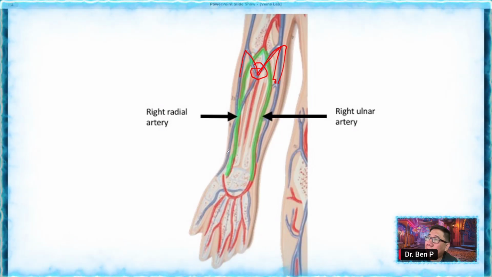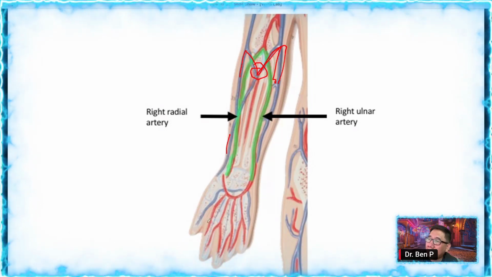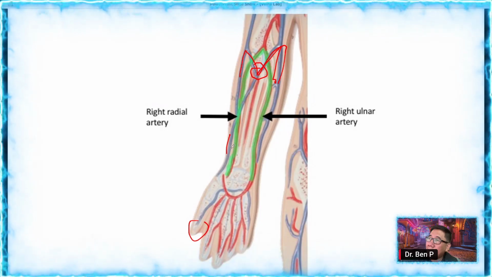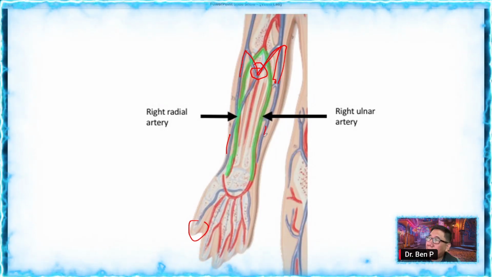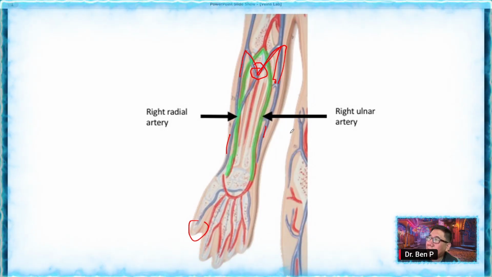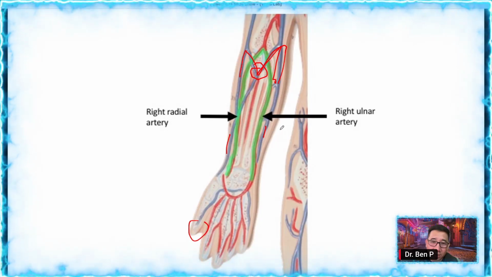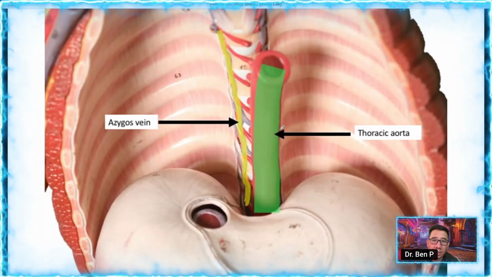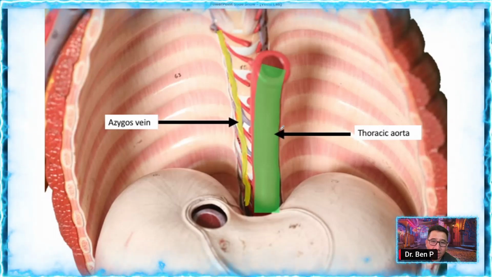So again, on this side of the thumb, this is the radial side. So the thumb side, right radial vein. On the left side here, on the pinky side, that's the right ulnar vein. Know the azygos vein.